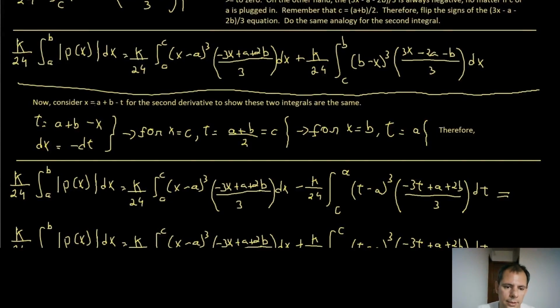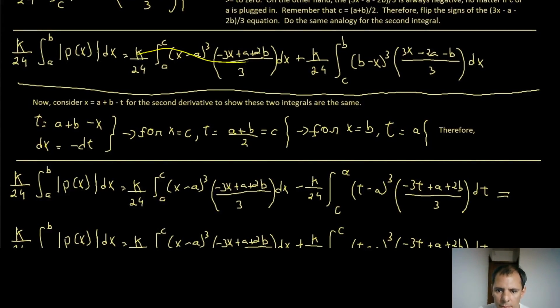Now here's the thing, consider x to be a plus b minus t for the second integral to show these two integrals are the same. All right, so what was the guy thinking when he did this? So t equals a plus b minus x over here, okay, and dx is going to be equal to minus dt. All you have to do is differentiate these things and you'll see that that's true. Why did the guy do this for the second integral, just for this one?